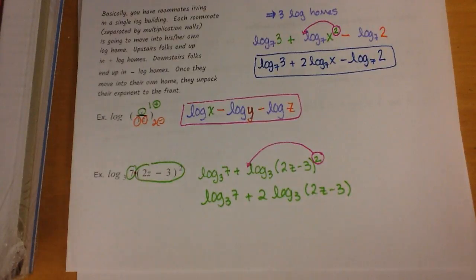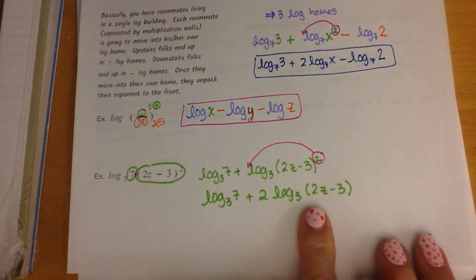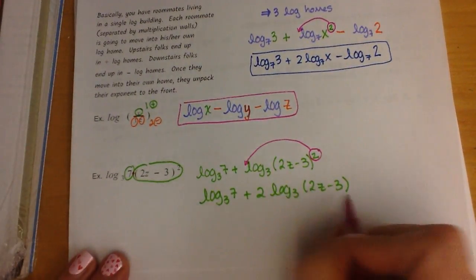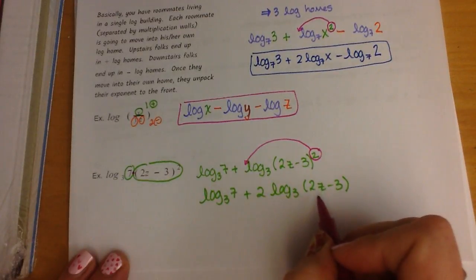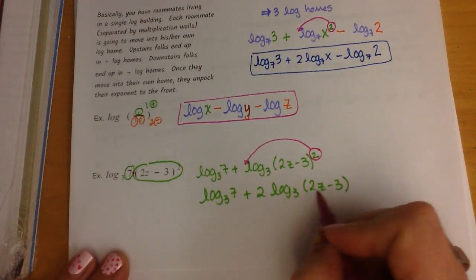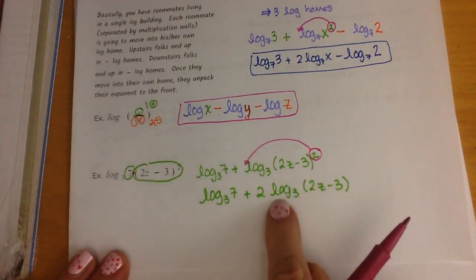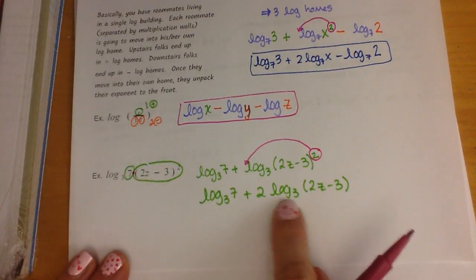Now we cannot separate the 2z minus 3, and they have to stay in parentheses. So it's really important to not separate them and also keep them grouped in parentheses so that everyone can tell that it's all inside that logarithm.